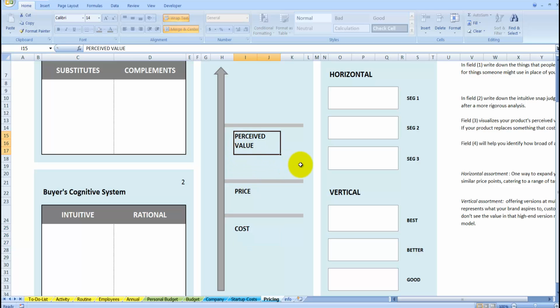Now, perceived value is very important. It shows what your customers or potential buyers think of your price and the quality of the goods and services you're providing. Basically, it shows whether or not your goods or services have been priced correctly, meaning that it's actually worth the money you're asking for. Now, the gap between the price and the perceived value is very important.